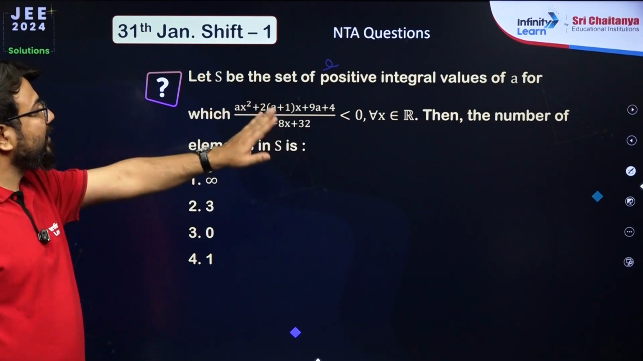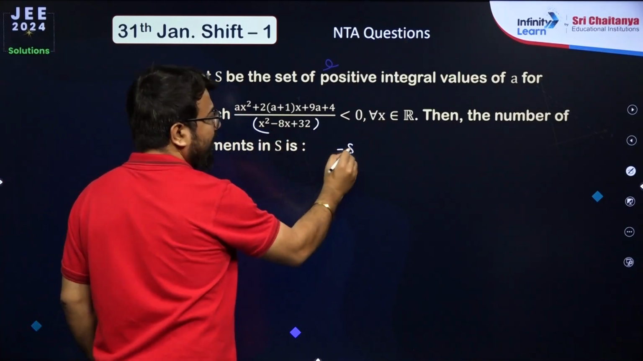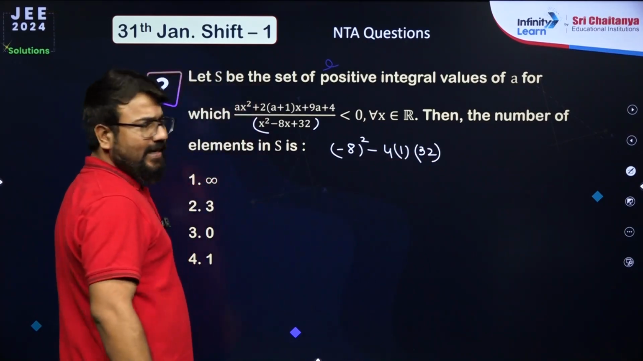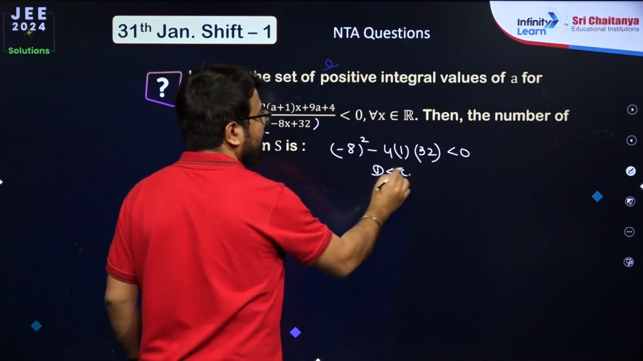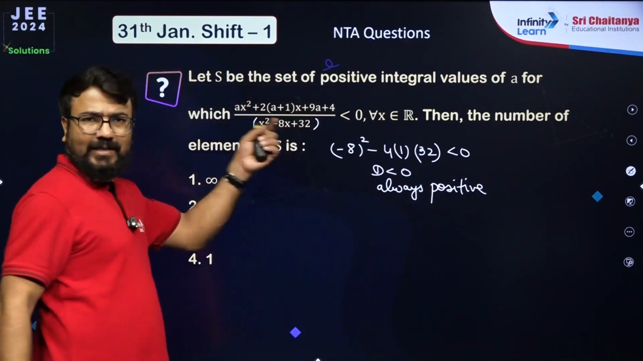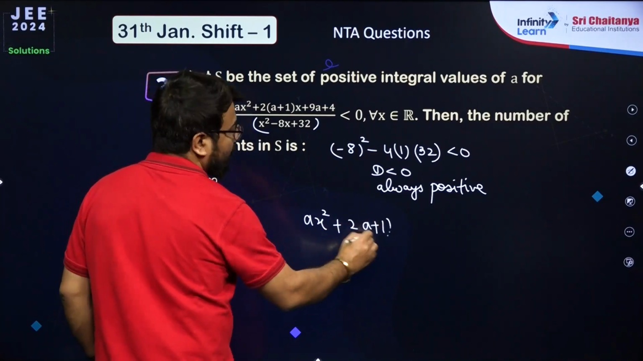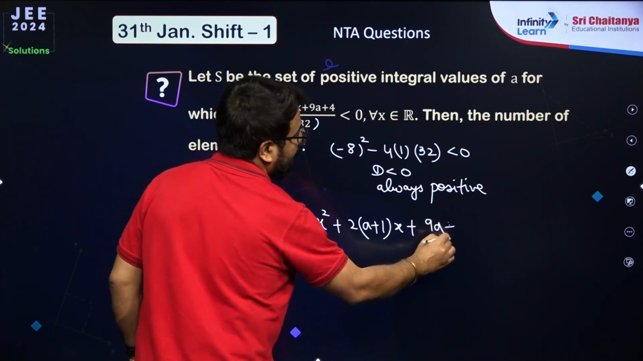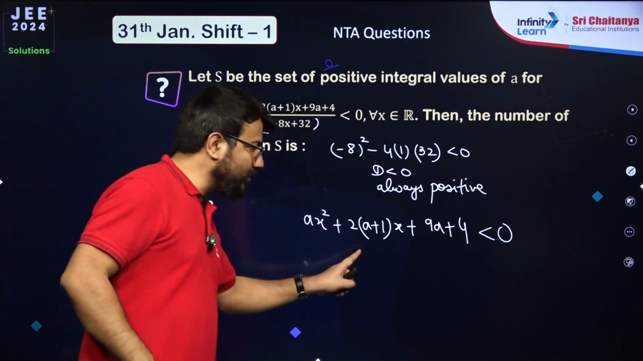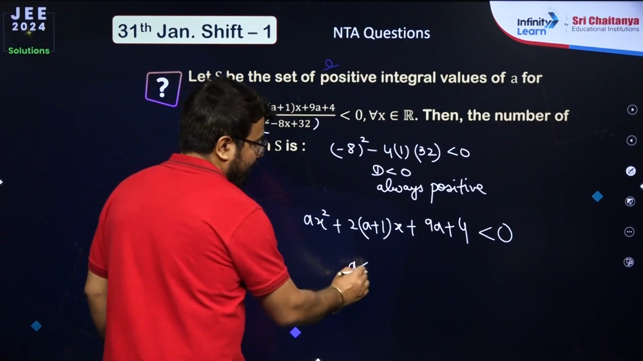Let S be the set of positive integer values of A for which this is less than 0. So my dear students, if you refer to this, here it will be b square minus 4 into A into C, which is being given. So don't you think that this is less than 0? Since the discriminant is less than 0, the denominator is always positive, because A is also positive in this quadratic. So the denominator is always positive, so the numerator should be less than 0 for making this rational function negative. The numerator should be less than 0 because the denominator is confirmed positive for every x. And if I want to make this quadratic less than 0, this is only possible when A is less than 0.